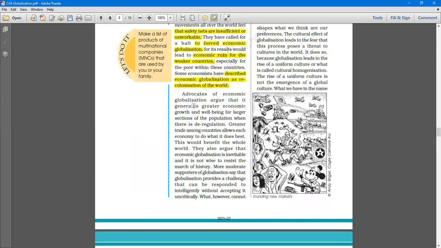Advocates of economic globalization, however, argue that it generates greater economic growth and well-being for a larger section of the population. We have just discussed the negative fallouts and the critics who criticize globalization. Now there are people who also support it. They say that economic growth with globalization happens on a very large scale and in a very fast manner, and brings well-being for a larger section of the population when there is deregulation. Greater trade among countries allows each economy to do what it does best. So this would benefit the whole world, not a specific country.